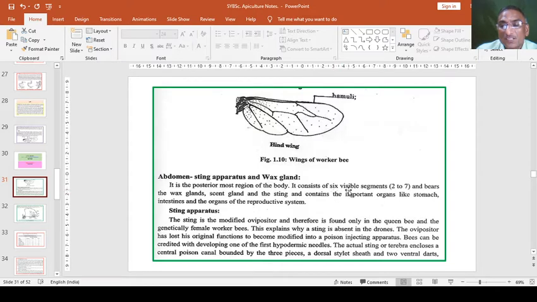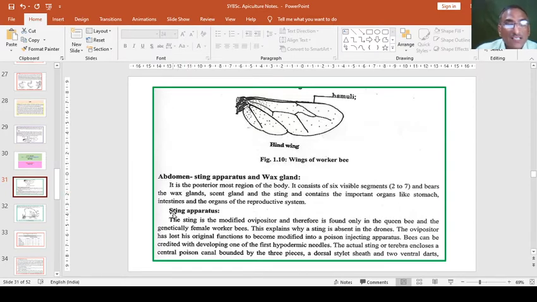Visible are 6, but actually there are 7 segments, and one segment is not clearly visible and bears the wax glands. The abdomen shows segments and wax glands. They create wax plates which are used to create the hive or comb of the honeybee. Then there are the scent gland and the sting, these being the 3 organs, and it contains important organs like the stomach, intestine, and organs of the reproductive system. These are the major organs lodged in the abdomen.